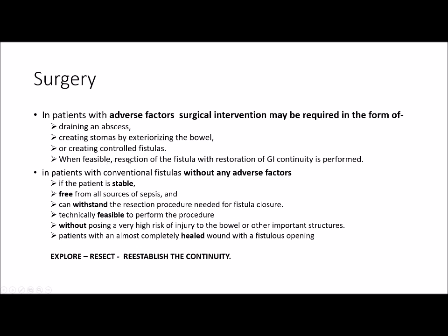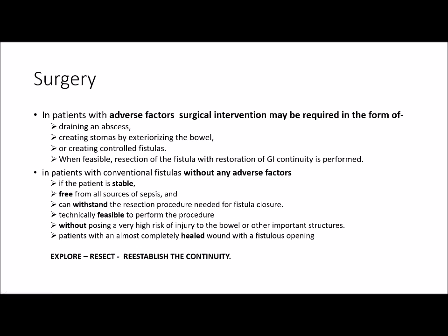And whenever feasible, resection of the fistula with restoration of GI continuity is to be performed, but that would work only after 6 months, in a patient with a conventional fistula without any adverse factor. Now these adverse factors are in the form of sepsis. The patient is stable, meaning cardiovascular and pulmonary stability, and free from all sources of sepsis. He can withstand the resection procedure. Technically, it's feasible to do it.